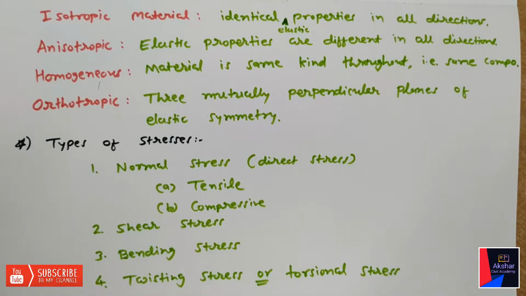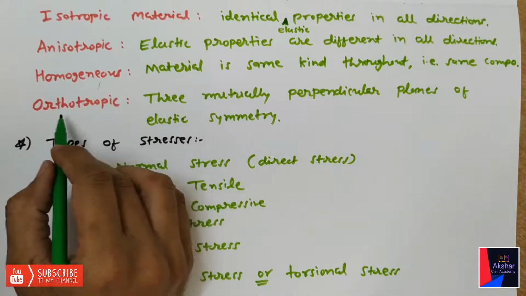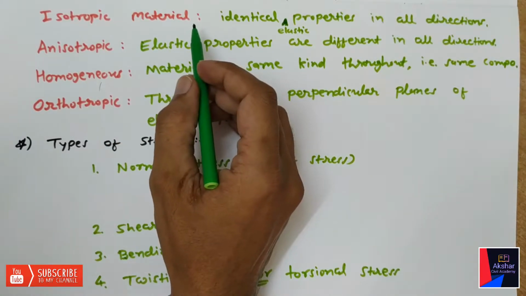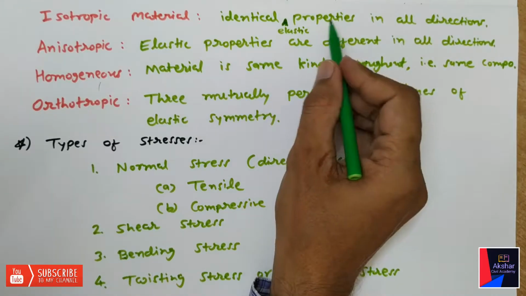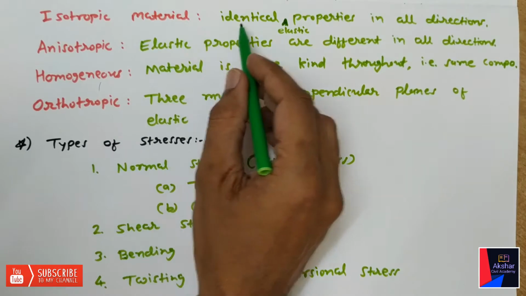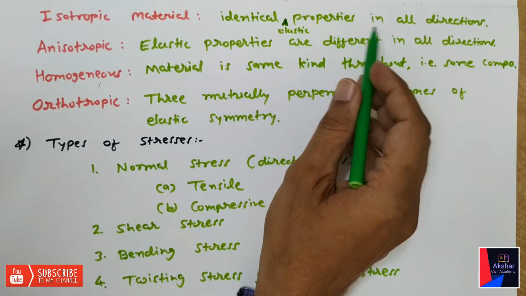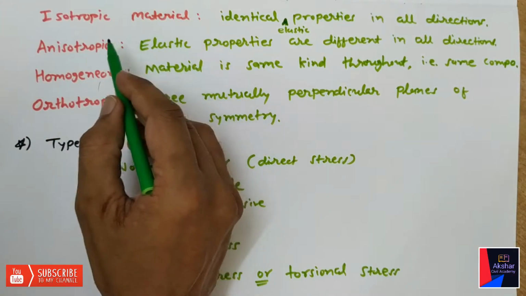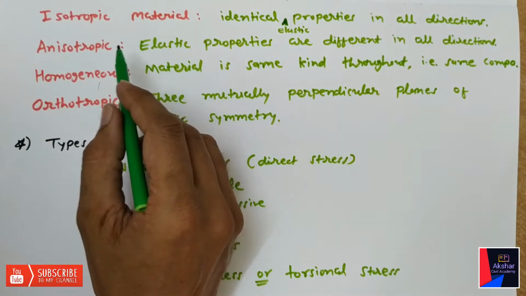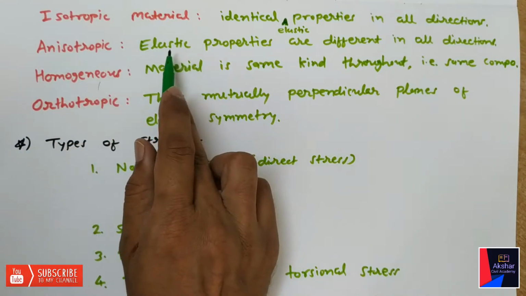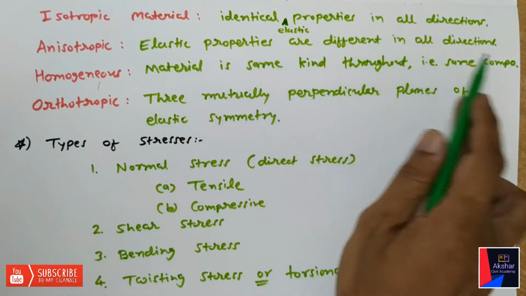So there may be isotropic material, anisotropic material, homogeneous material, or orthotropic material. Isotropic material basically has identical elastic properties in all directions. Anisotropic is the opposite of isotropic: anisotropic material has elastic properties that are different in all directions.